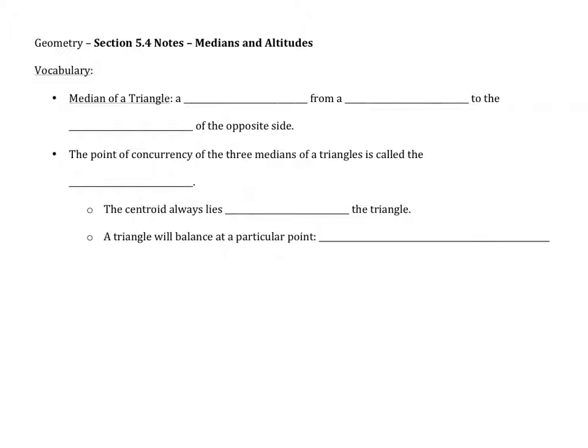Section 5.4 is about medians and altitudes, and we'll discover two more points of concurrency when it comes to the medians and the altitudes. So to start, let's first define what a median is. A median of a triangle is a segment from a vertex of a triangle to the midpoint of the opposite side. So just looking at this rough sketch of a triangle at the bottom, a median would go from a vertex, like right here, to the midpoint of the other side.